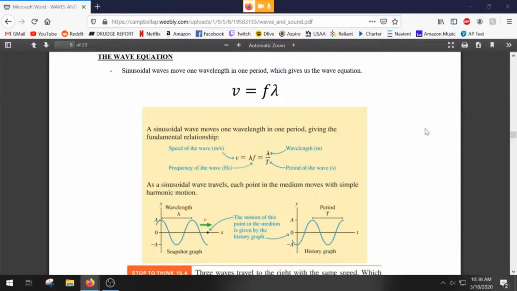Now, F, right, again, is your frequency in hertz. Lambda, that's what this guy is. That's the Greek letter lambda, is the wavelength in meters. Right, so meters per second is your wave speed here. Now, this equation, though, is nothing new.